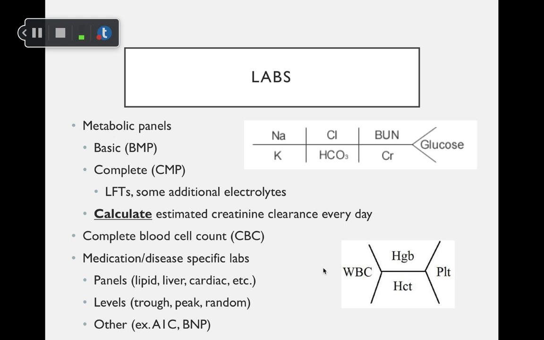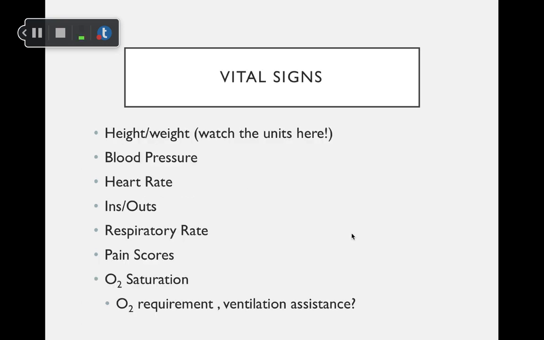Some of them are panels, like lipid panels, liver panels, or pharmacokinetic parameters, looking at different levels like troughs and peaks and randoms. You can have A1Cs, BNPs, CPKs, all these different labs. And it's important to know that if you just don't know what something is, just look it up. Because even still, there's a bunch of tests that physicians will run sometimes that I don't know what they are either. But if you look it up, it will begin to make sense, and you can kind of put the pieces together.